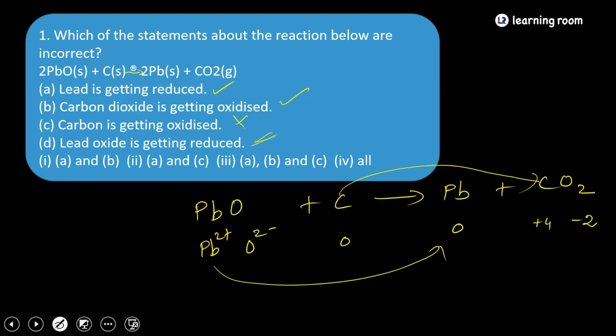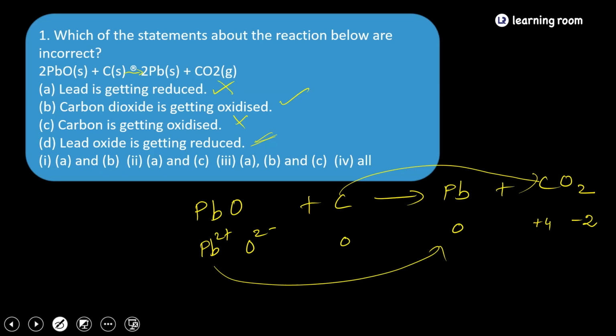Lead oxide is what is getting reduced, so this statement is wrong. Next, carbon getting oxidized, C 0 to +4. Carbon dioxide getting oxidized is wrong. Lead is getting reduced, lead oxide getting reduced, so that statement is right. Then our answer is A and B. Next.